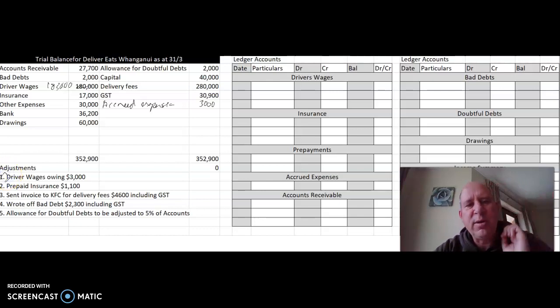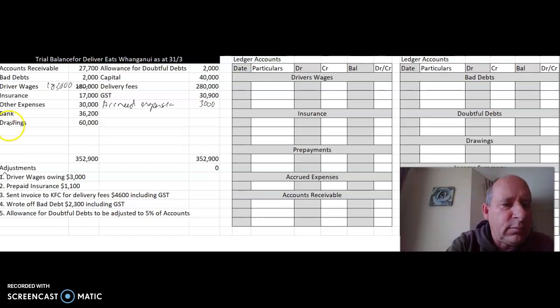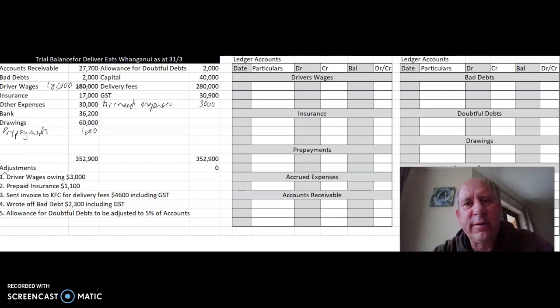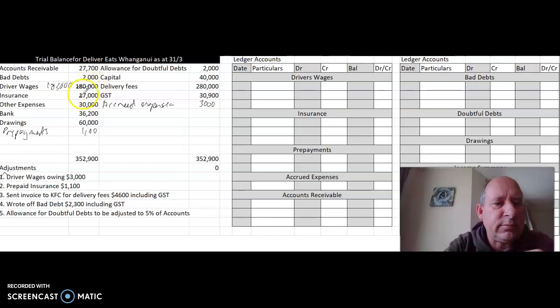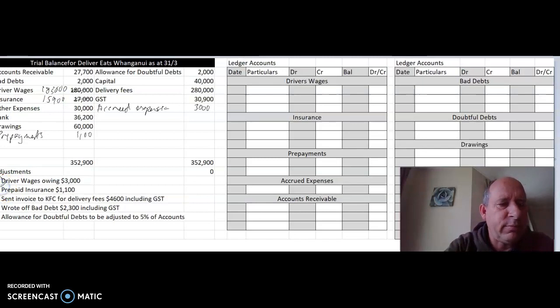Number 2, prepaid insurance. What's the balance day adjustment called? Great. And what side does it go on? Add it in. No GST to adjust for on this one, which is good. And where does it come off on that side? Prepaid what? Good, let's adjust it. Cross that one off.